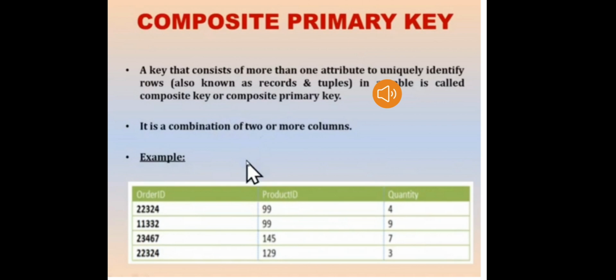It is a combination of two or more columns. You can see in the figure also: order ID, product ID, and the quantity. It is an example of a composite primary key, which has a combination of two or more columns.